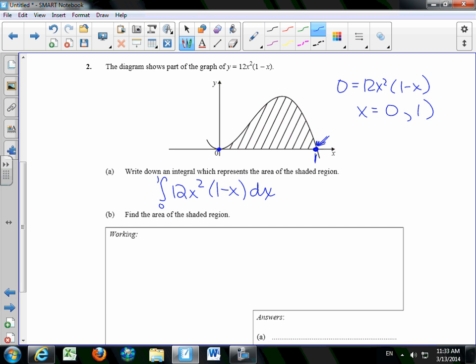And then part B asks you to find the area. So in part B, we're going to actually be calculating this definite integral. So it's going to be 12 times the integral from 0 to 1, x squared minus x cubed.